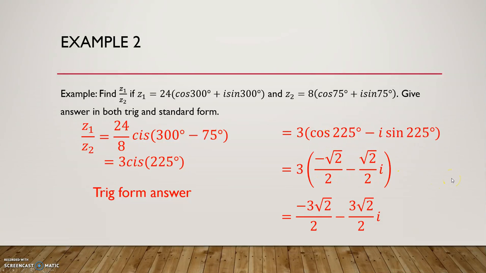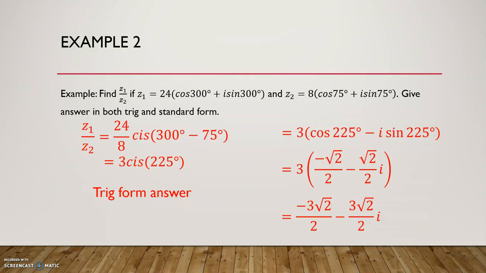And then we can distribute 2 with the 3. So our final answer here would be negative 3 square root of 2 over 2 minus 3 square root of 2 over 2i. Or you can have negative 3 square root of 2 over 2 plus negative 3 square root of 2 over 2i. Either one of those answers is fine. So again, my bad here. This should be a plus sign.